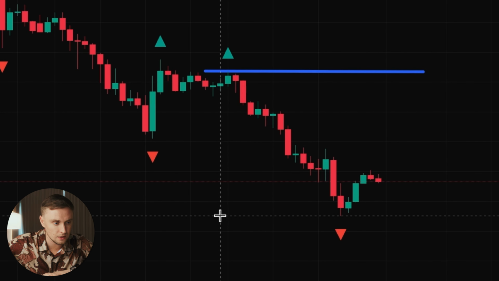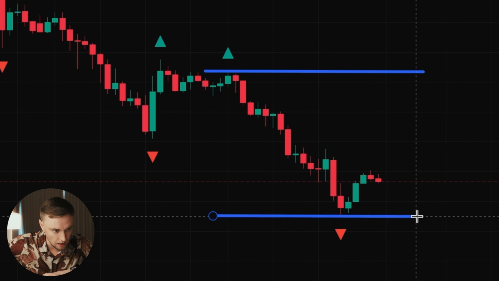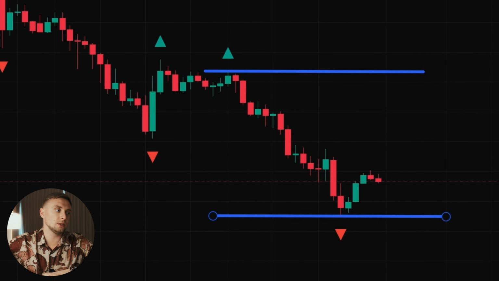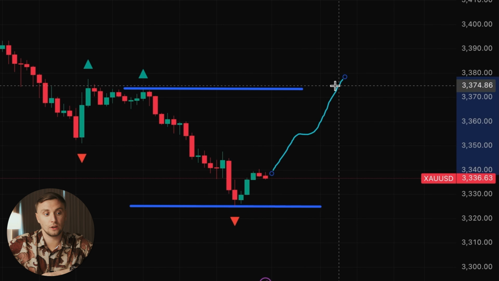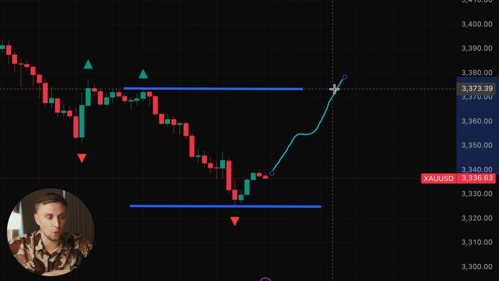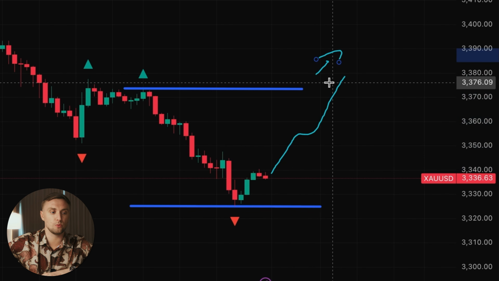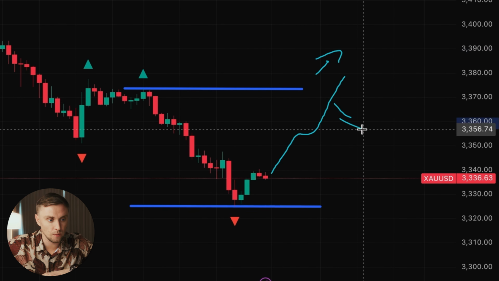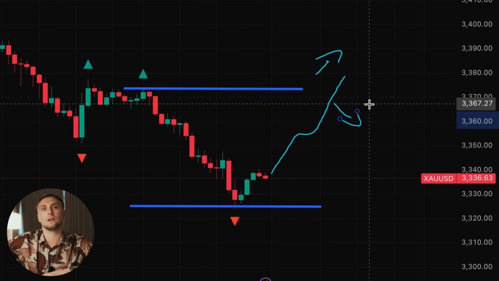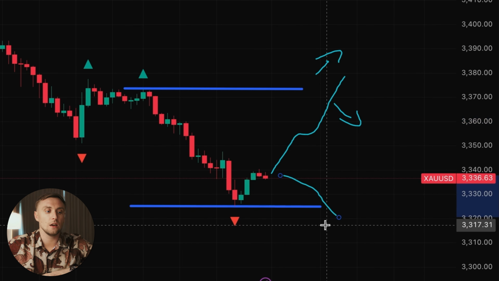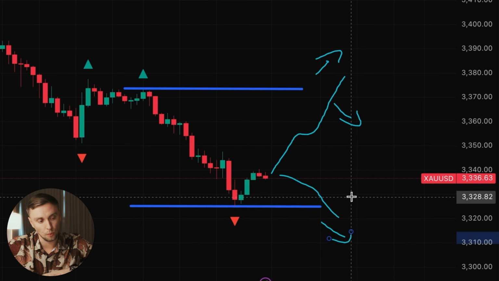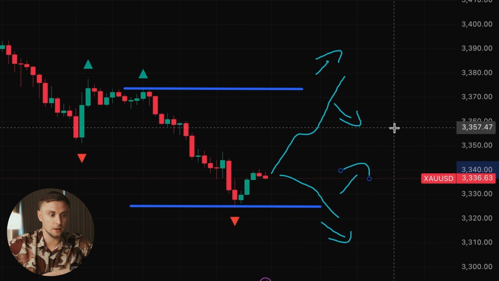So we have two fractals, the closest ones: the highest high and the lowest low. And what kind of scenario can we get from the price? For example, if the price is slowly moving up, breaking the closest fractal, we have two options for how we can open our positions. First of all, if the price breaks the level, we can open a buy, and at the same time, if we decide to trade a rebound from that level, we can open a sell. The same scenario here: if we want to trade the breaking of the level, we'll open a sell, and for a rebound we will open a buy. So that's why.